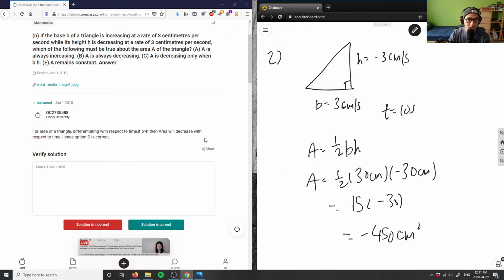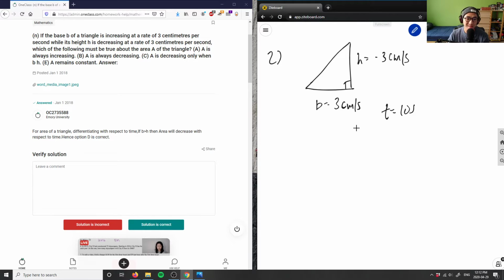So it says here the student picked D as the answer. It says if base is greater than height, then area will decrease with respect to time. So if base is greater than the height, then area will decrease with respect to time. Okay, so therefore D is the correct solution. So I'm going to visualize this and say if B is less than H. Let me erase this here.